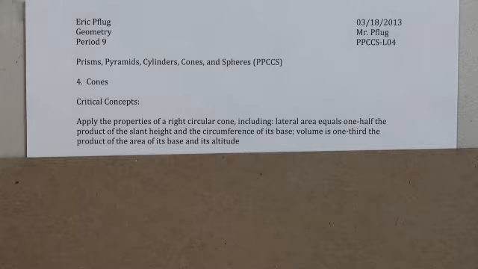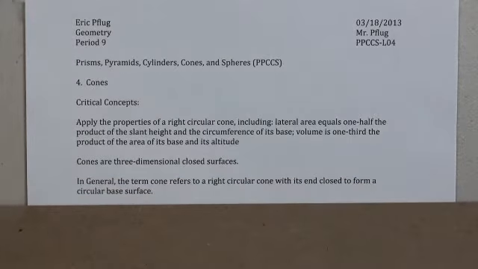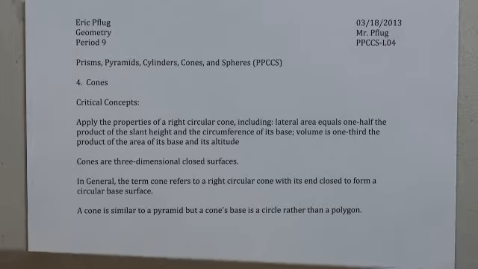We want to apply the properties of a right circular cone, including the lateral area equals 1/2 the product of the slant height and the circumference of its base. The volume is 1/3 the product of the area of its base and its altitude. Cones are three-dimensional closed surfaces. In general, the term cone refers to a right circular cone with its end closed to form a circular base surface. A cone is similar to a pyramid, but a cone's base is a circle rather than a polygon.